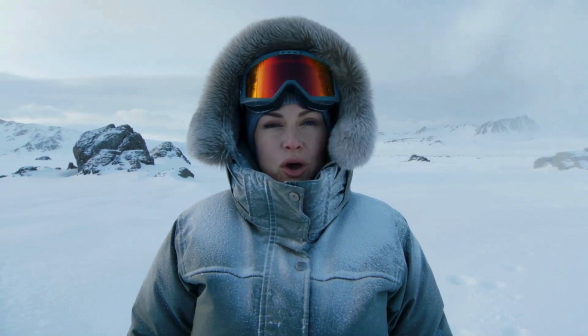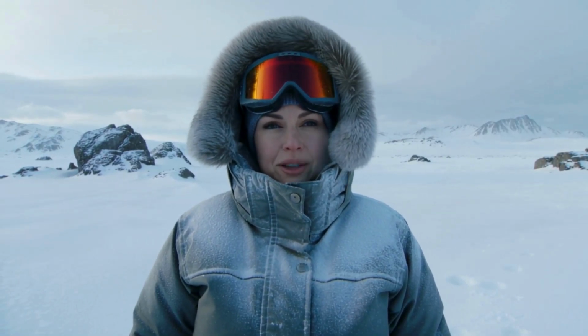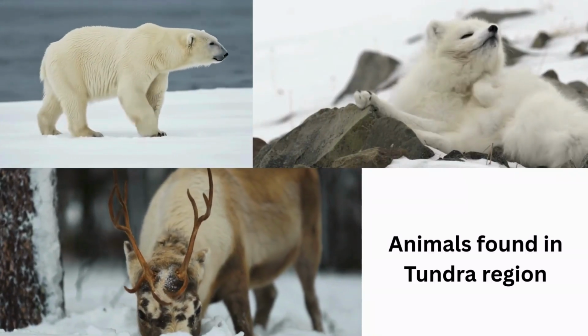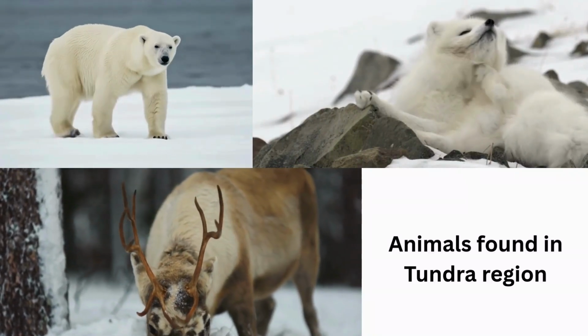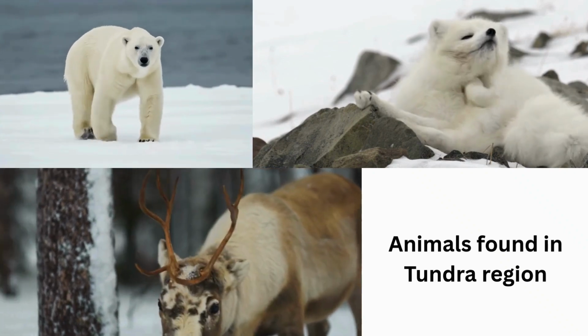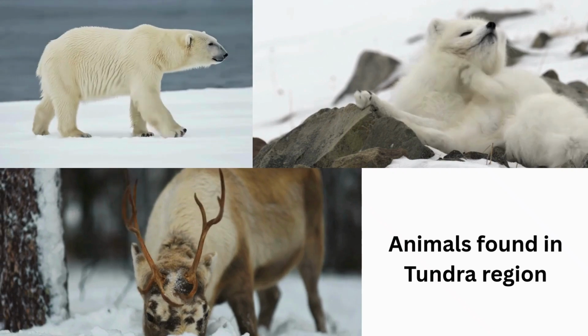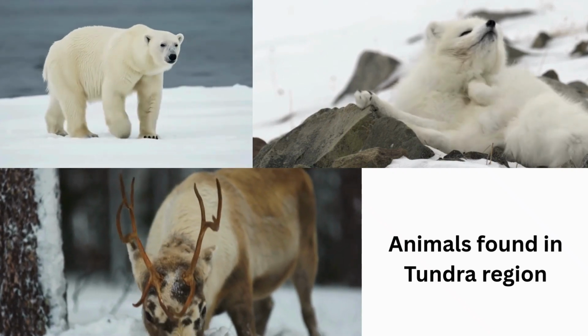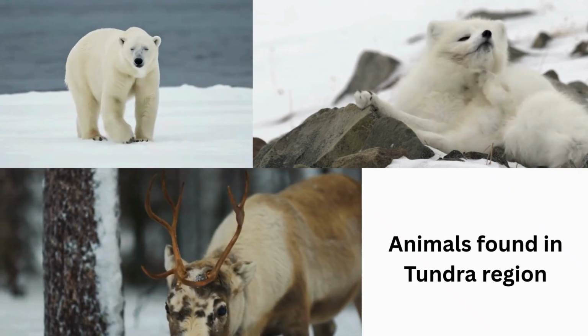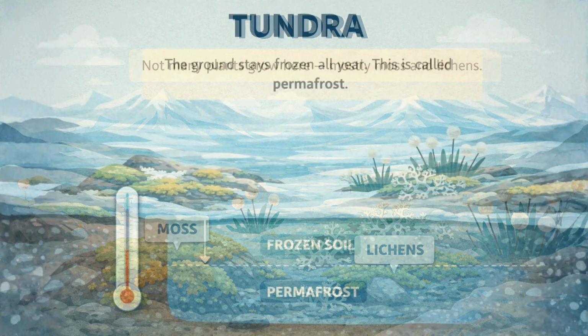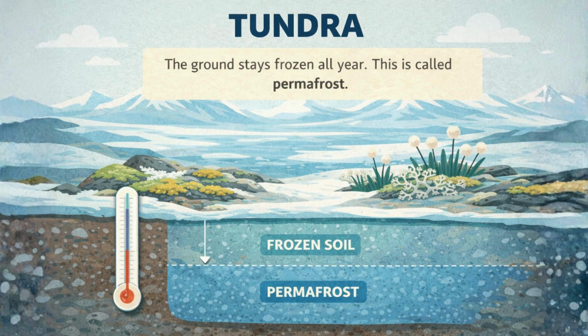It is extremely cold, windy, and frozen for most of the year. Animals like polar bears, Arctic foxes, and reindeer live here. They have thick fur, layers of fat, and small ears to stay warm. Not many plants grow here, mostly moss and lichens. The ground stays frozen all year. This is called permafrost.